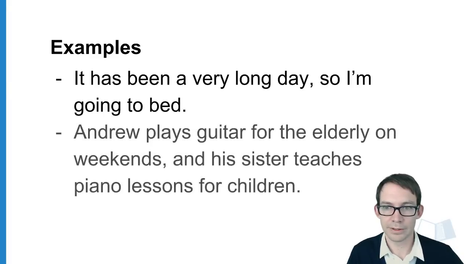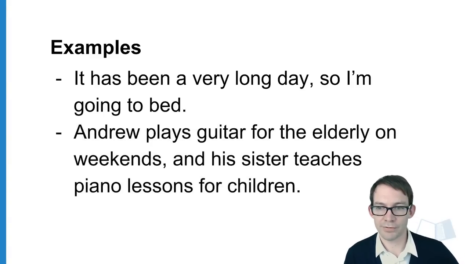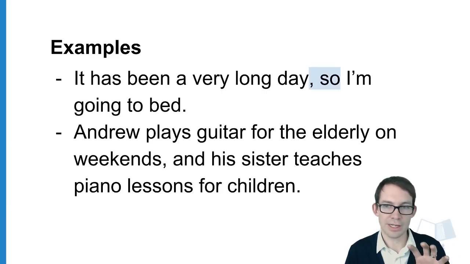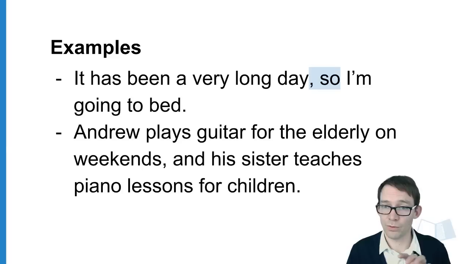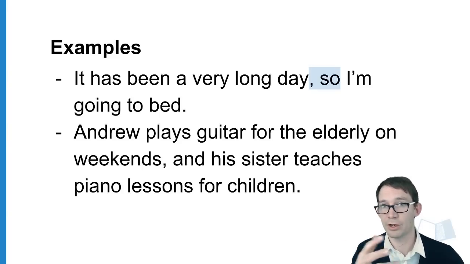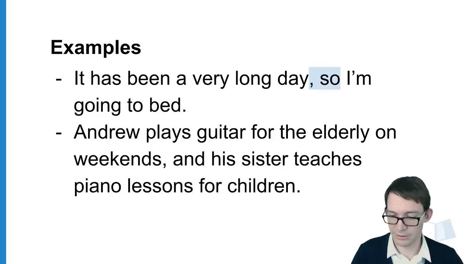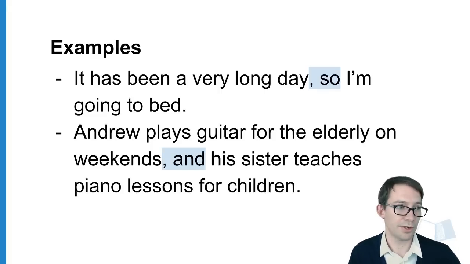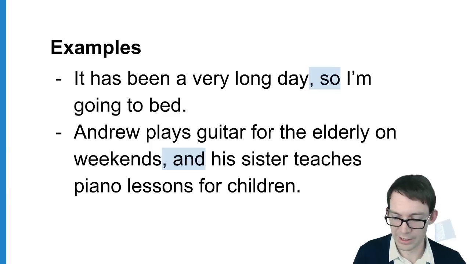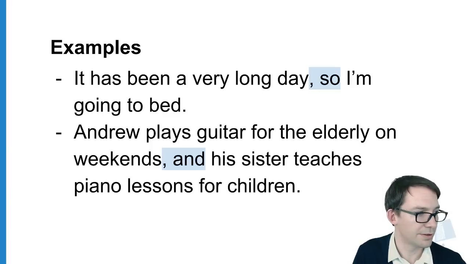Or Andrew plays guitar for the elderly on weekends, and his sister teaches piano lessons for children. So in this case, you're using that conjunction, the linking word in the middle, comma with so, to show the connection between these two ideas, right? In this case, a cause and effect. The second one, you're using and, very common, to use and in there to make a compound sentence.